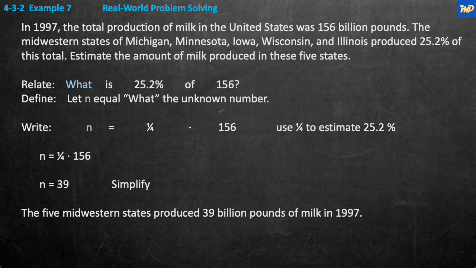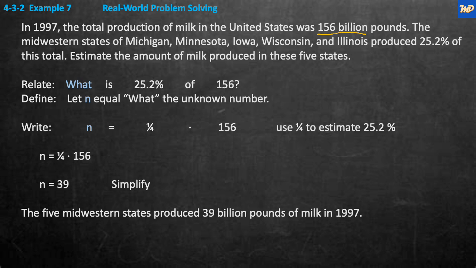Example 7, it's a real world problem. In 1997, the total production of milk in the United States was 156 billion pounds. The Midwestern states of Michigan, Minnesota, Iowa, Wisconsin, and Illinois produced 25.2% of this total. Estimate the amount of milk produced in these 5 states.